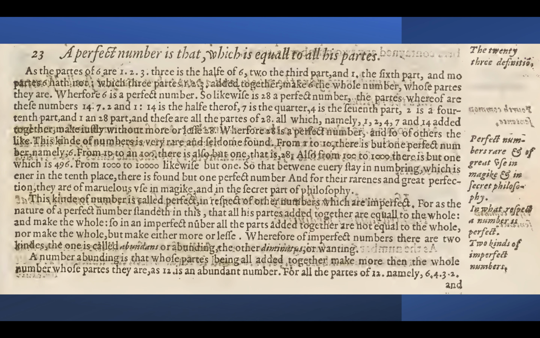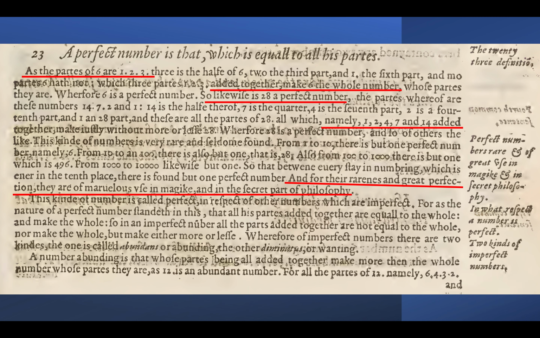Well, what is a perfect number? I'm sure most of you know, but just as a reminder, I'm going to let Euclid define this, as the parts of 6 are 1, 2 and 3, i.e. the factors of 6, added together makes 6, the whole number. So you take the parts of them together, 1 plus 2 plus 3 gives you 6. So likewise is 28 a perfect number. Namely, 1, 2, 4, 7 and 14 added together makes 28. And for their rareness and great perfection, they are of marvellous use in magic and in the secret part of philosophy, the love of wisdom.